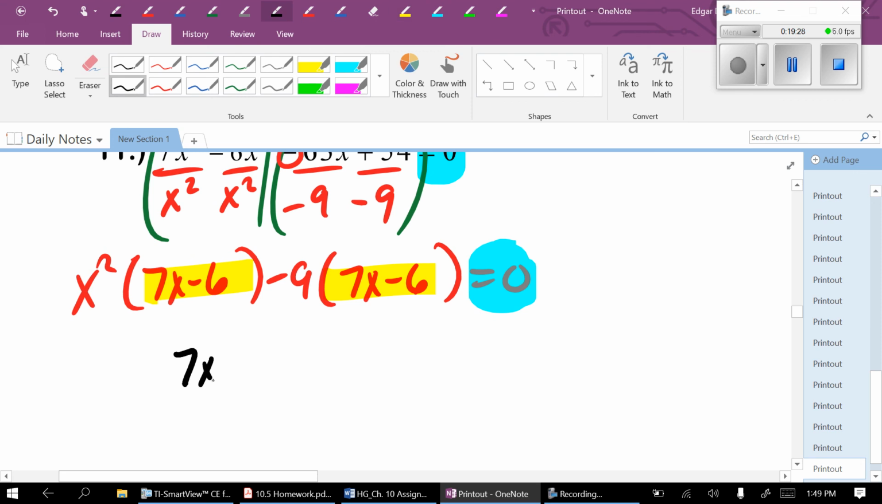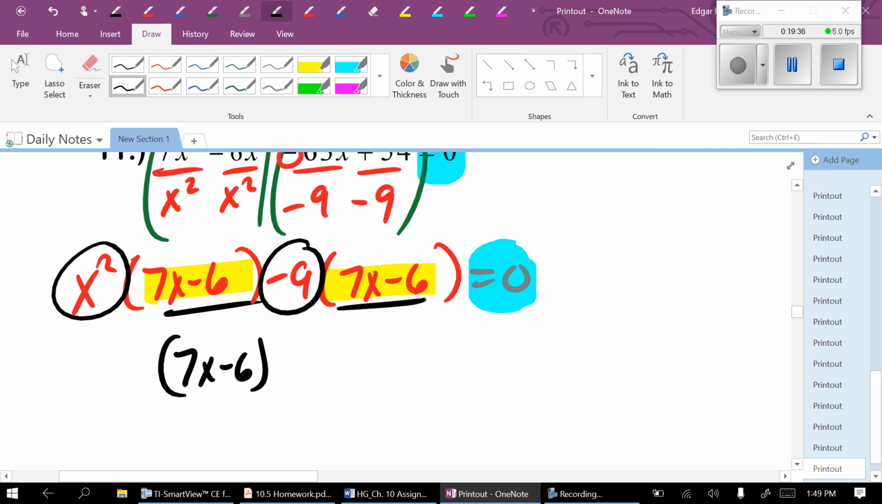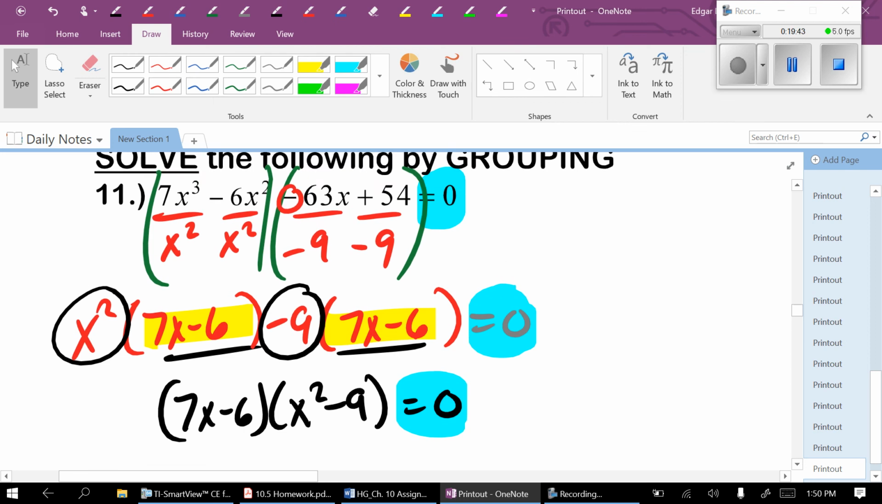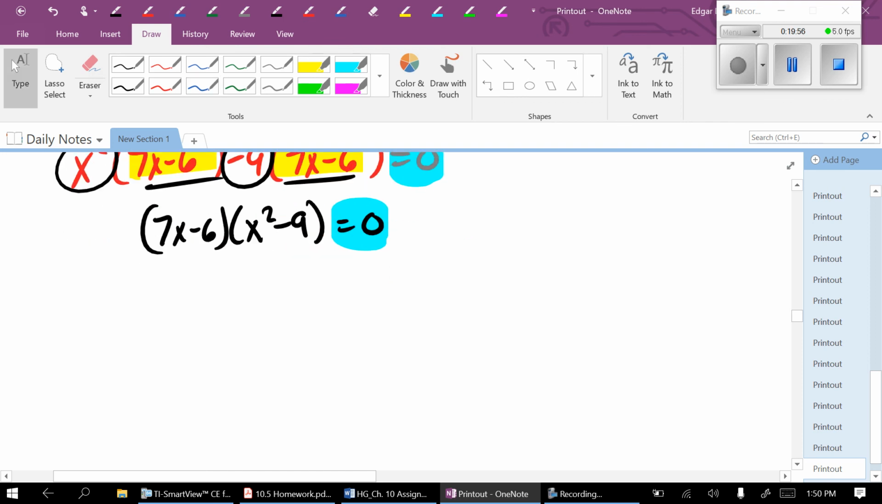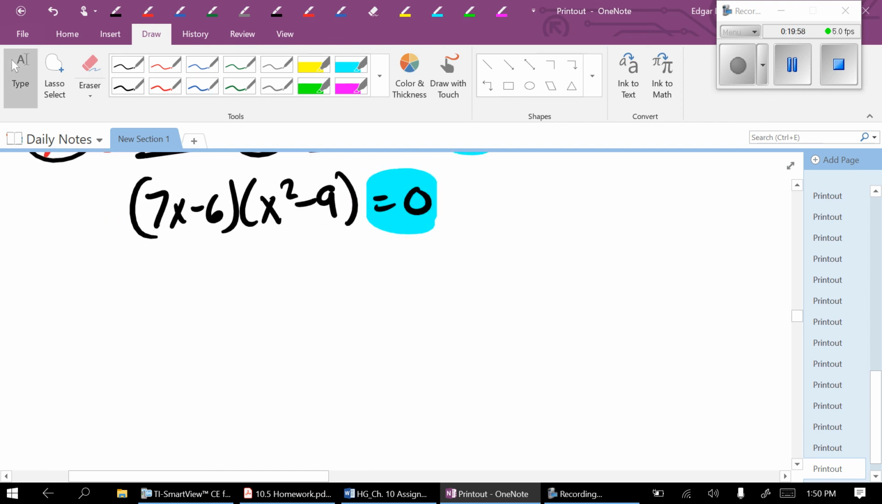So I did match in my binomials here inside the parentheses, so that's going to be one factor right there, 7x minus 6. What was left on the outside here is your x squared minus 9, and that is all going to equal 0. Again, do not forget this because had the directions said factor, I would actually be done right here, but I'm not because the directions say to solve. So I need to set each of these equal to 0 to find my solution. So I'm going to do 7x minus 6 equals 0 and x squared minus 9 equals 0.